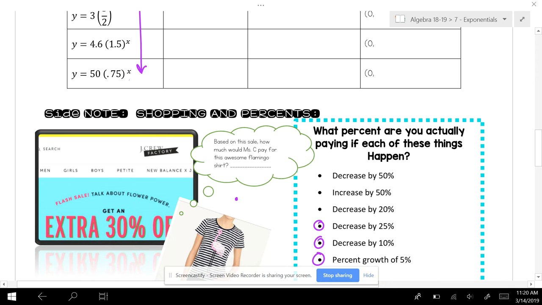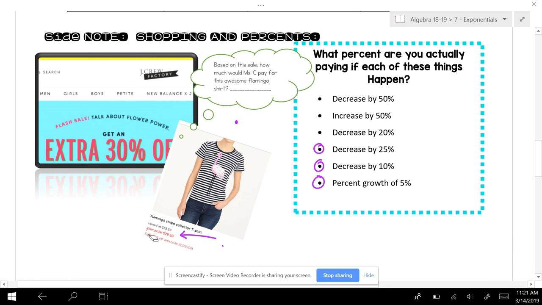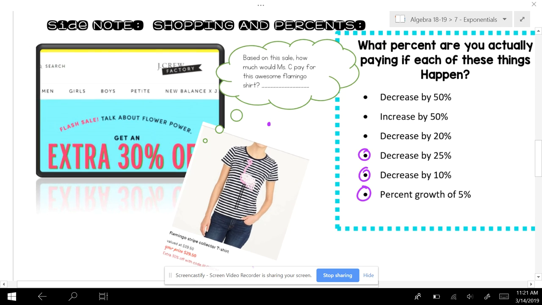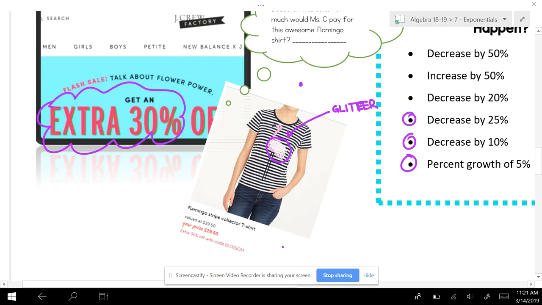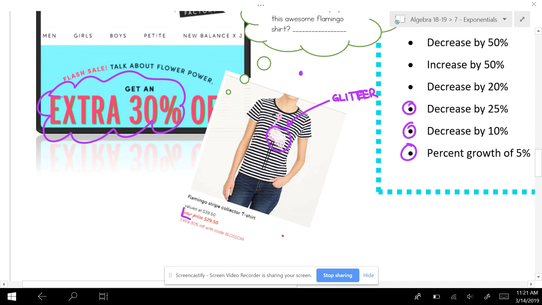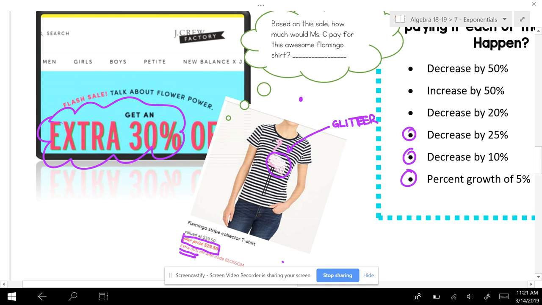once you're done with that, hopefully you've graphed all that. The next thing I want to do is talk to you about this really cool flamingo shirt that I found. Look how cute he is. Notice his little feathers. They are glitter, okay? I was going to buy this shirt on J.Crew, and it says that I would get an extra 30% off the price. Notice the price of this shirt is $29.50, and then it says I'm going to get an extra 30% off, okay? How much am I going to pay for this shirt?